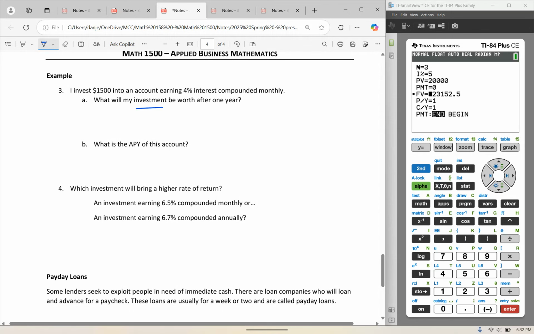Okay, well, I'm going to go to my TVM solver and say I invest $1,500 earning 4% interest compounded monthly.